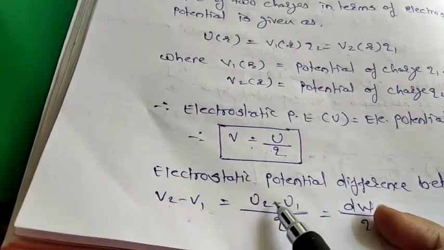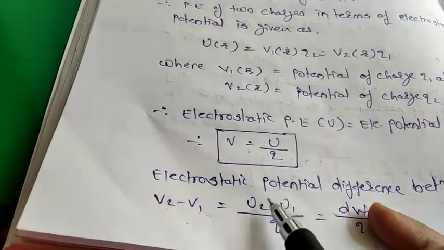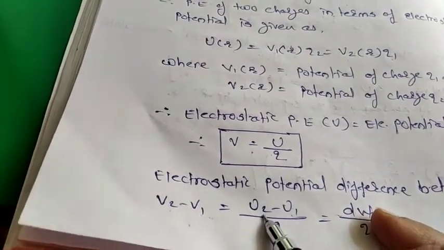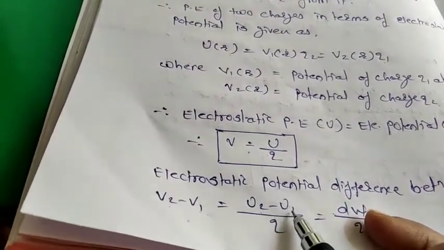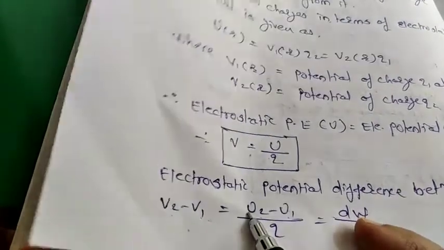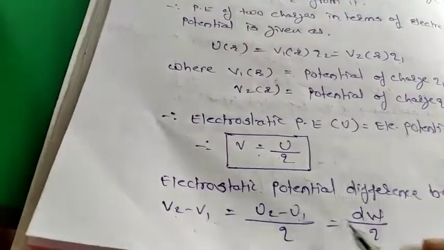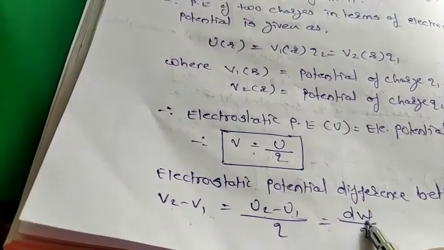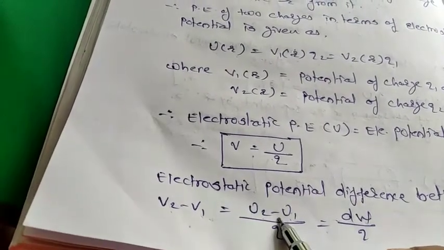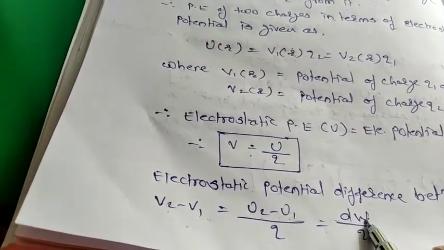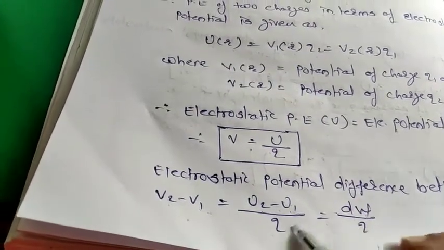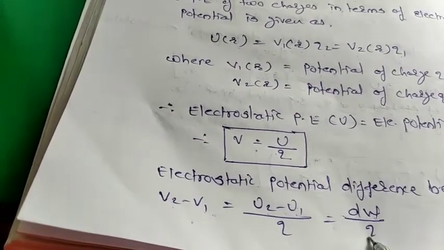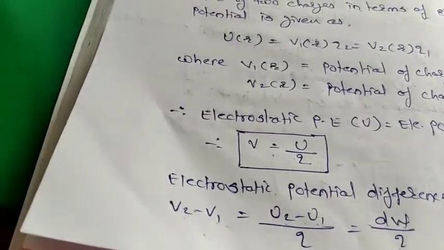Similarly, this is the potential energy as the charge is moving from point 1 to point 2. So for the first, it is U1, the initial potential energy, and this is the final potential energy, upon Q, which is equal to dW. dW is nothing but the change in the potential energy, which is equal to the work done. So that is equal to dW upon Q as it is. So this is about the electric potential.